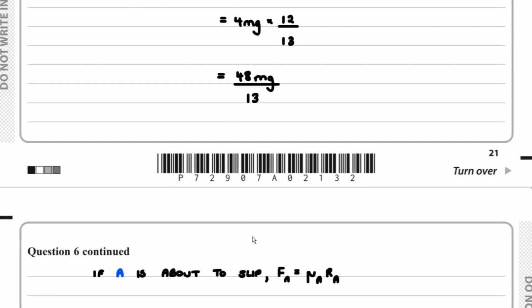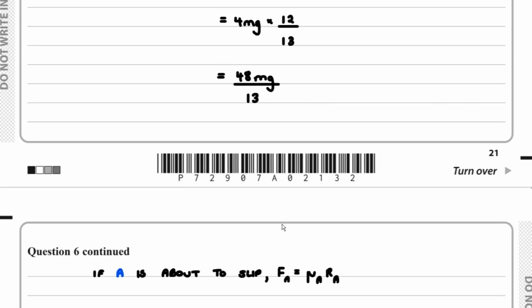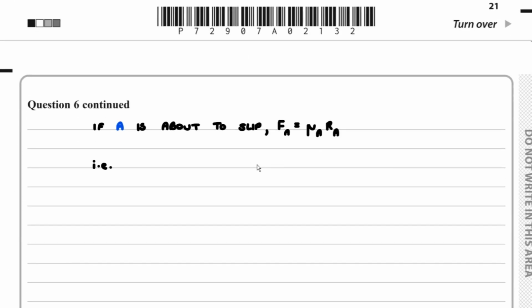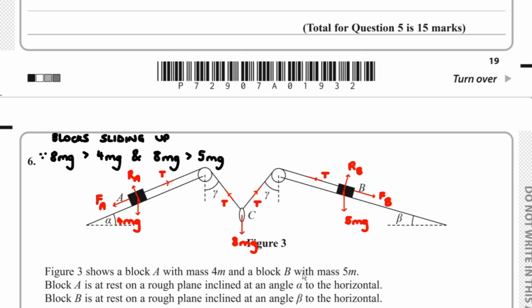If A is about to slip, that means Fa is equal to mu A times Ra. We know what Fa is, we know what Ra is, so we've got 45mg over 13 equals mu A times 48mg over 13, and therefore mu A is equal to 15 over 16. So in other words, for A to stay still, mu has to be greater than or equal to 15 over 16. Let's now look at block B. It's exactly the same thing. We need to resolve parallel, then perpendicular to the plane.